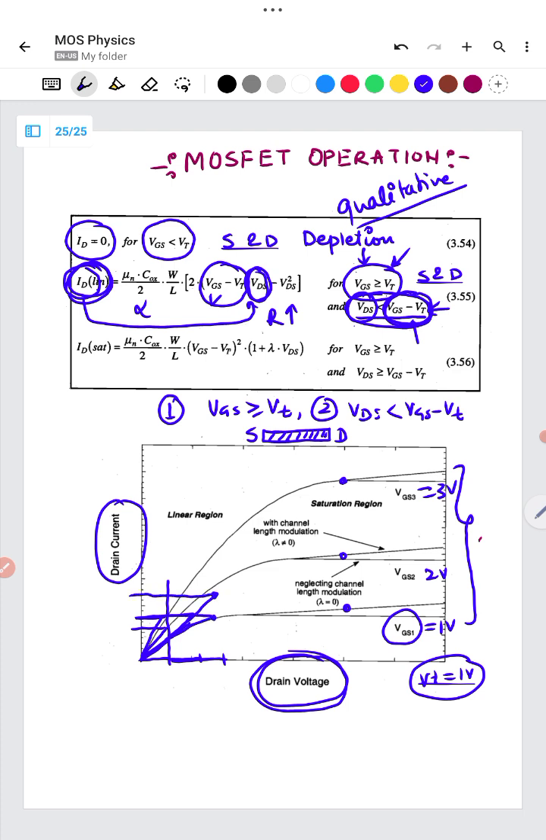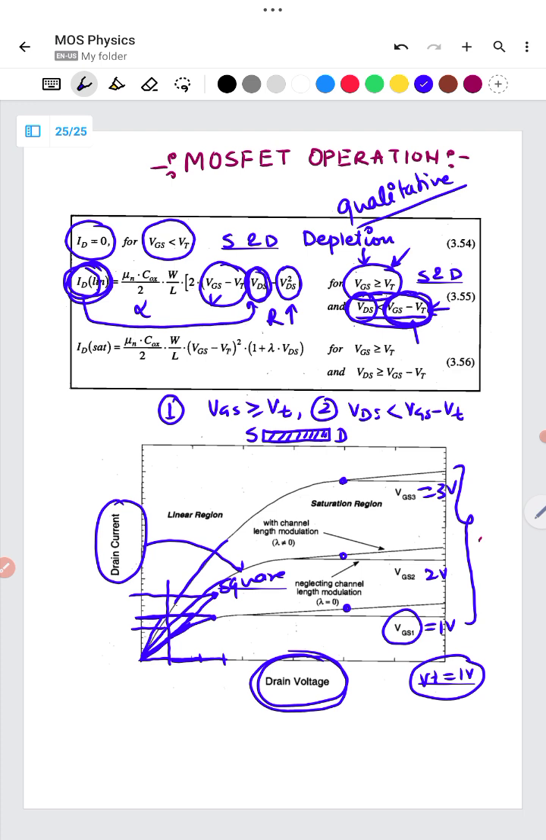That means the current follows somewhere over here, the square law. So current is proportional to the square of VDS. There is a term which is the square of VDS in ID.